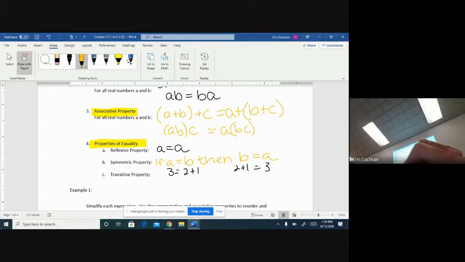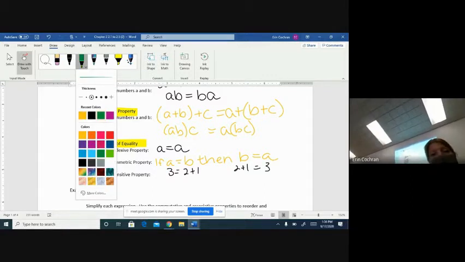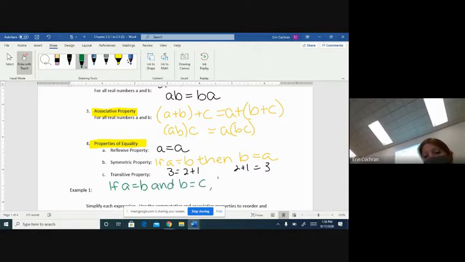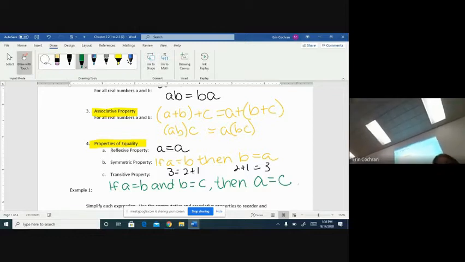All right. And then the last one is our transitive, okay? If A equals B and B equals C, then A will equal what? C. Okay, so if A equals B and B equals C, then automatically A is going to equal C. Okay, make sense? Okay. A little, kind of, but we got equal signs here, yeah.